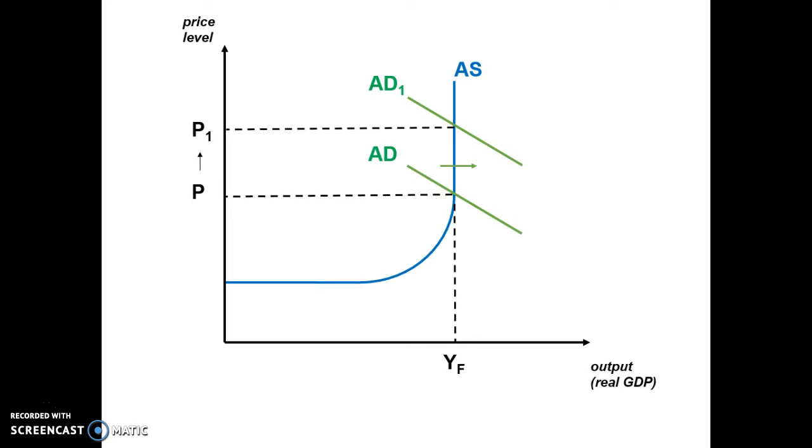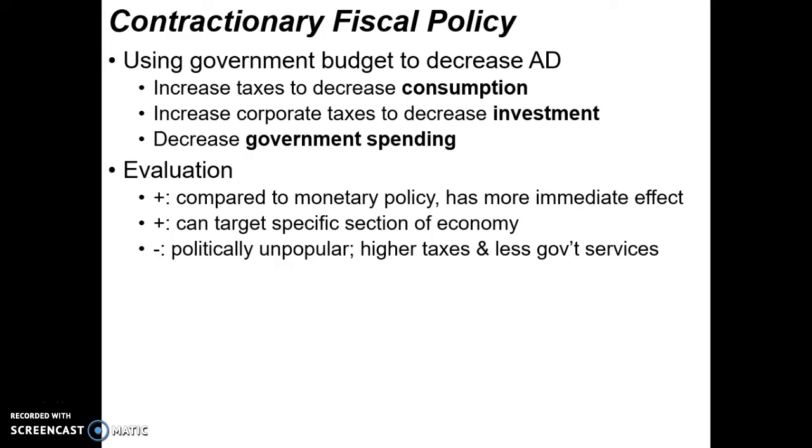But let's look at this example here. Here we see AD is increasing from AD to AD1, and what's happening? Price levels are going up, output staying the same, purely inflationary, not good. How can I slow it down? Using contractionary fiscal policy is one alternative. This is the opposite of expansionary fiscal policy, where I'm going to use the government budget to decrease AD.